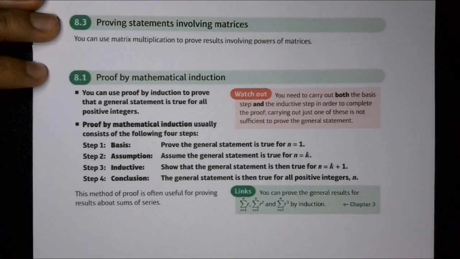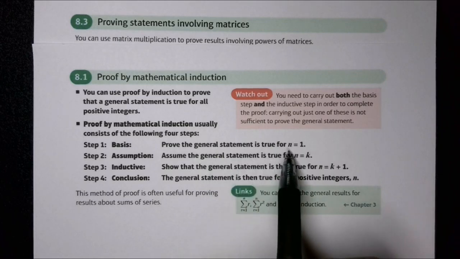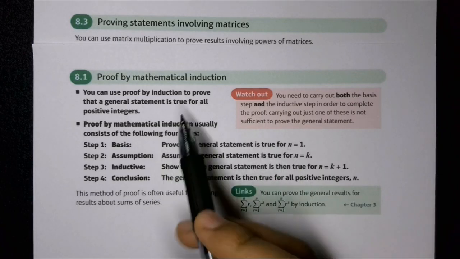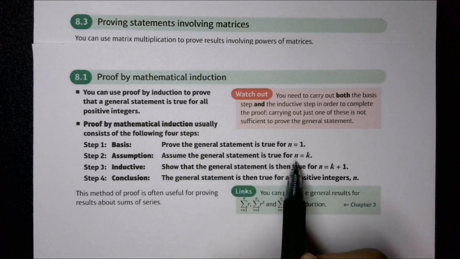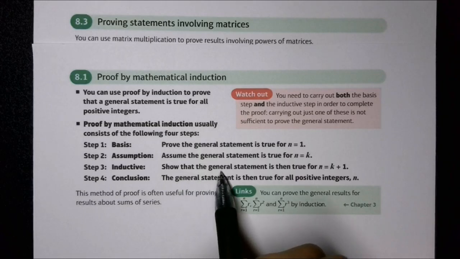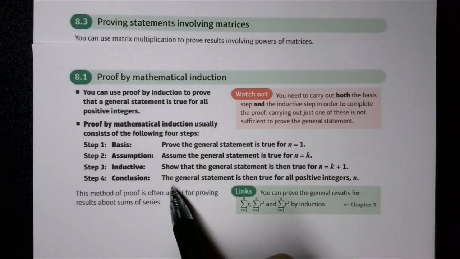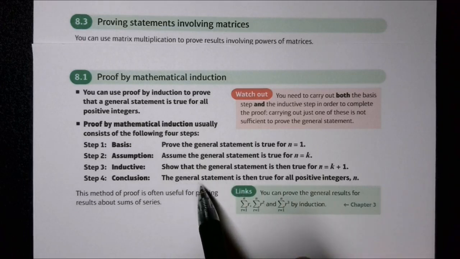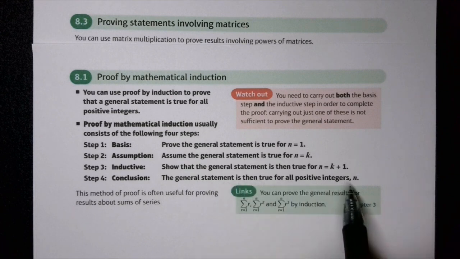first step is the basis step where we prove the general statement is true for n equals 1. We then move on to our assumption step where we show the general statement is true for n equals k. We then move on to our inductive step where we show that the general statement is then true for n equals k plus 1. And then for our conclusion step, we show that the general statement is then true for all positive integers n.